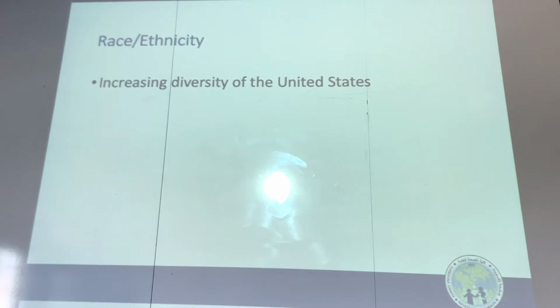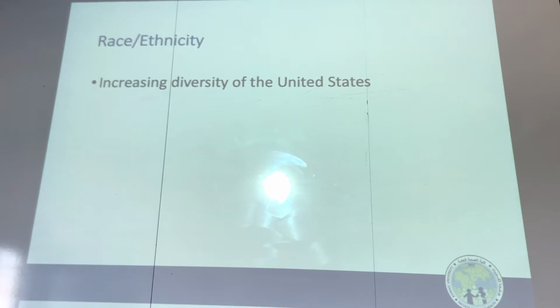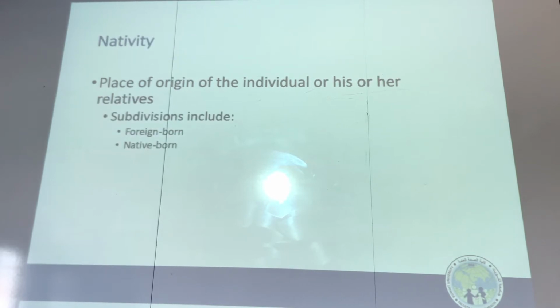So their ethnicities and nationalities are very important, because people of different nationalities have different behaviors, different dietary behavior, different lifestyle. So it's very important. Nativity and ethnicity are basically the same thing in the US, and there are deeper issues related to this.